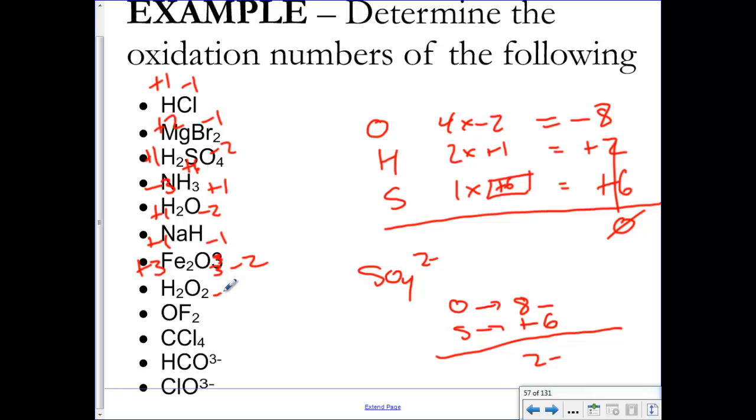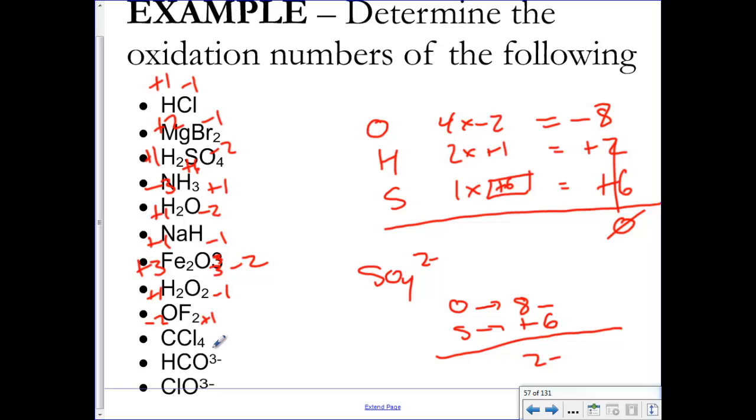Oxygen is -2 in almost all circumstances, but this is the exception. This is a -1 and a +1. We'll look for this one. Okay, well, what is oxygen's charge? -2. So then to make this work, fluorine's going to have to be a +1. We just changed the charge.